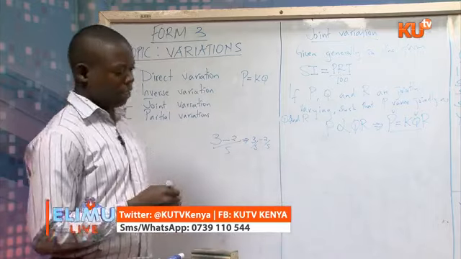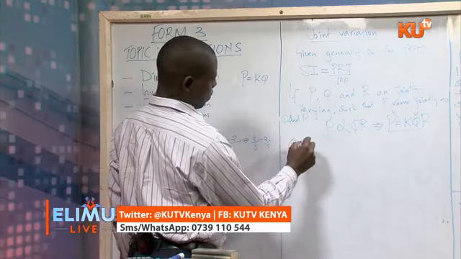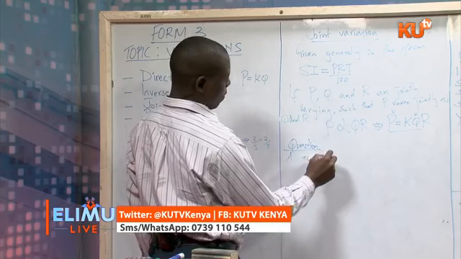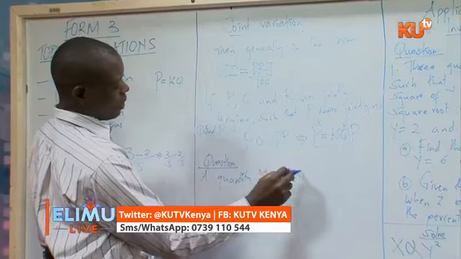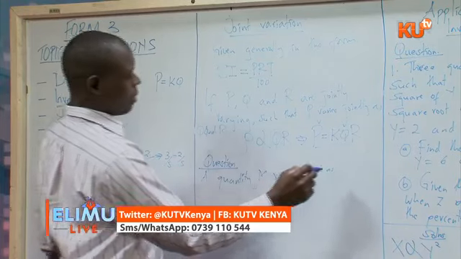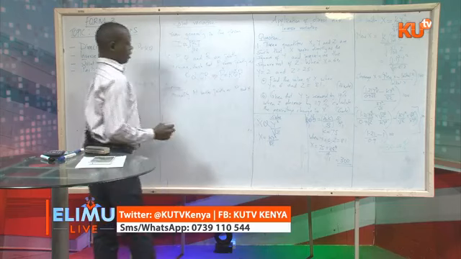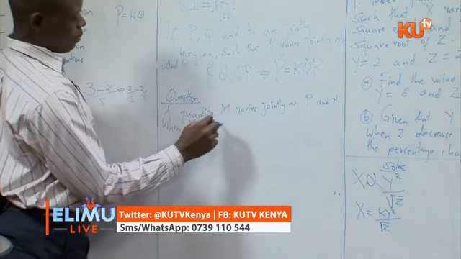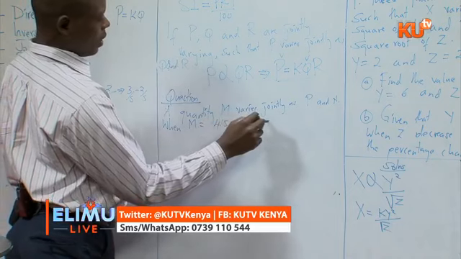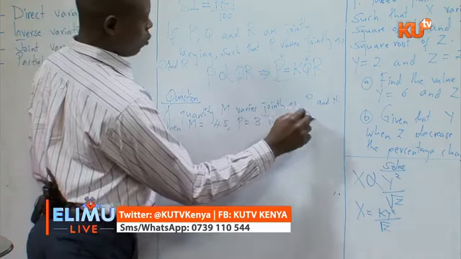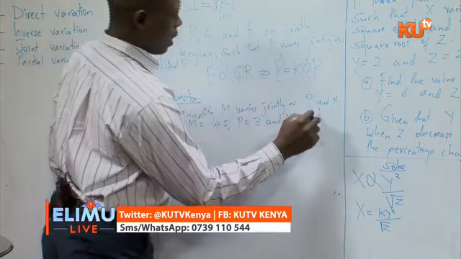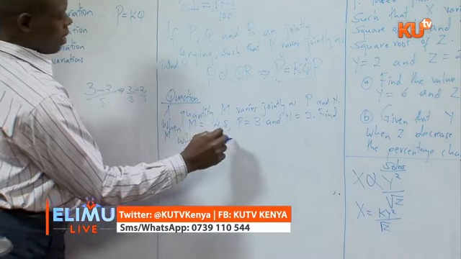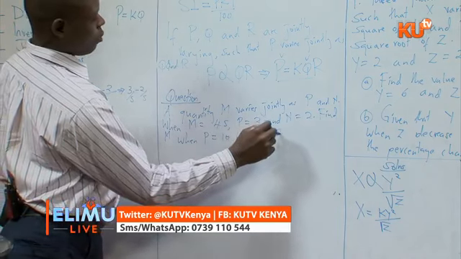We can take one question on joint. A quantity M varies jointly as P and N. When M is 45, P is 3, and N is 2. Find M when P is 10 and N is 25.